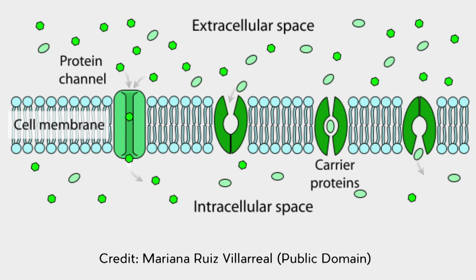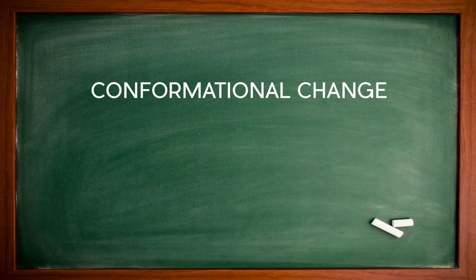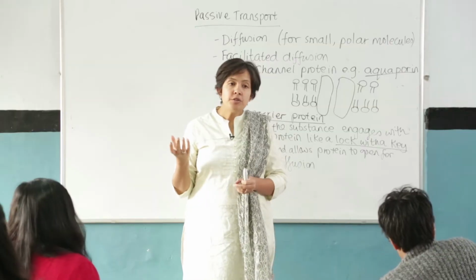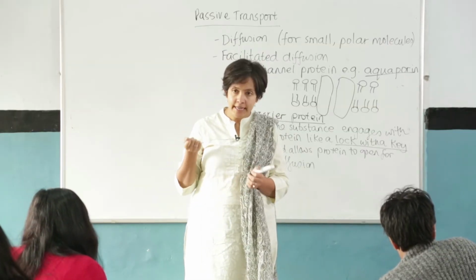In the first step, we see that the substance that is about to diffuse has gone into the protein and interacted with it in some way, and that causes a shape change, or what we call in biochemistry a conformational change, that changes the shape of the protein and allows the substance to diffuse the whole way through. The substance engages with the protein almost like a lock with a key, and that causes the protein to open up, and so now diffusion can take place.